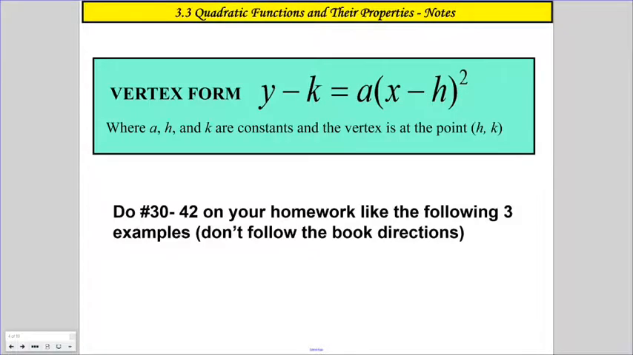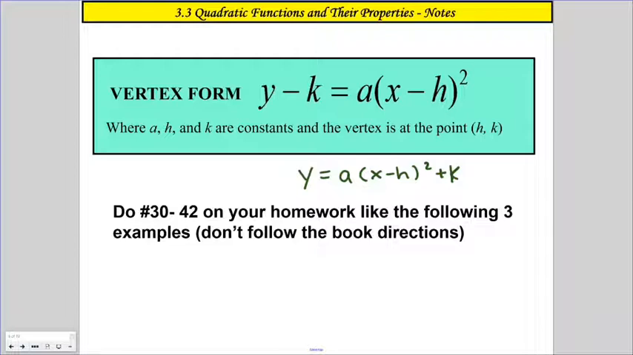Okay, so the vertex form of a parabola, this should be something that is review for you guys. You should for sure have seen this in Algebra 2 last year. It looks like this. We say y minus k is equal to a times the quantity x minus h squared. Sometimes you might see it written this way instead with the k on the other side. And that's fine as well.